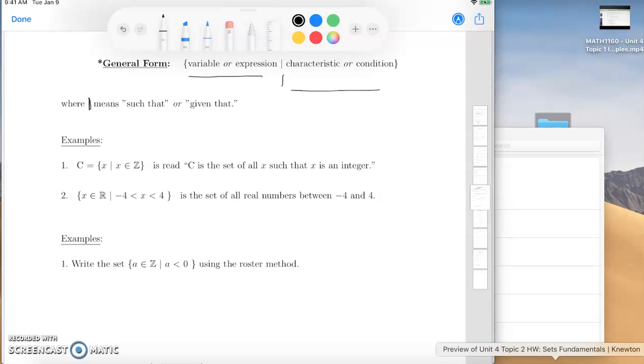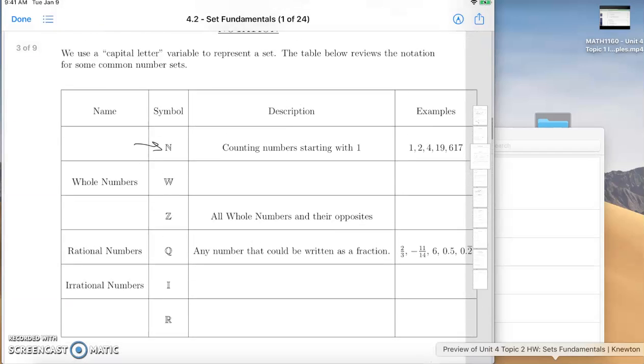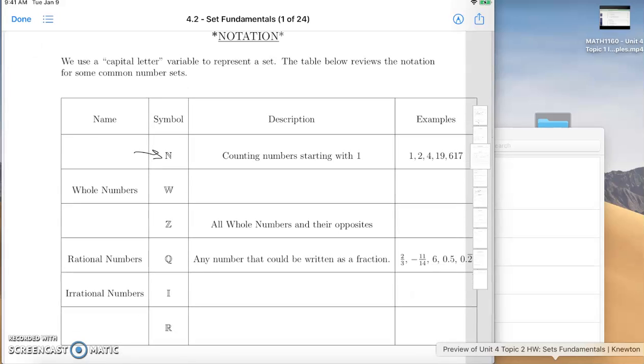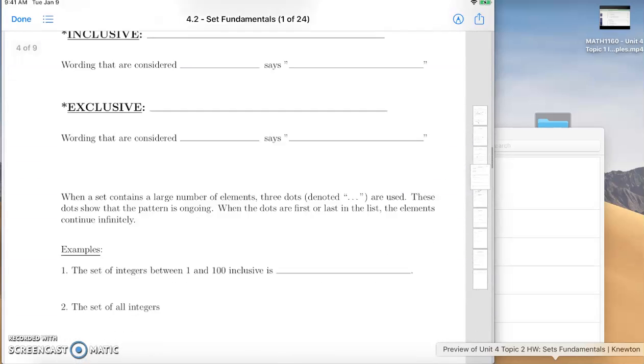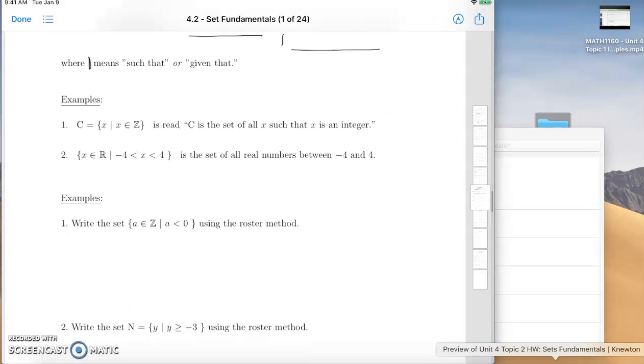Remember Z was all the, let's remind ourselves, all the whole numbers and their opposites. So just in case you forget, you can always come back. What we're saying here is that X is any number that's part of the whole numbers or its opposites. So that means that 1/2 would not be included in this set. We would read it as C is the set of all X such that X is an integer.